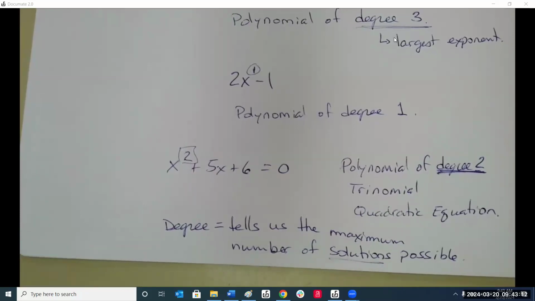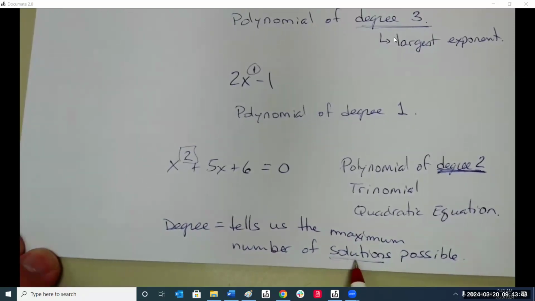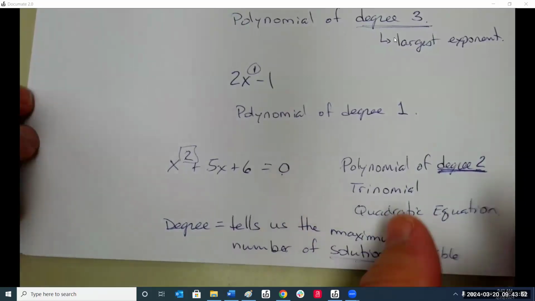What do solutions refer to? What's another name for solutions? It starts with X, ends with intercepts. Yes, X intercepts. We call them factors, we can call them roots, we can call them a whole bunch of stuff. So when we talk about solutions of an equation, we're saying I want to know what the x-intercepts are. So we set it equal to 0.